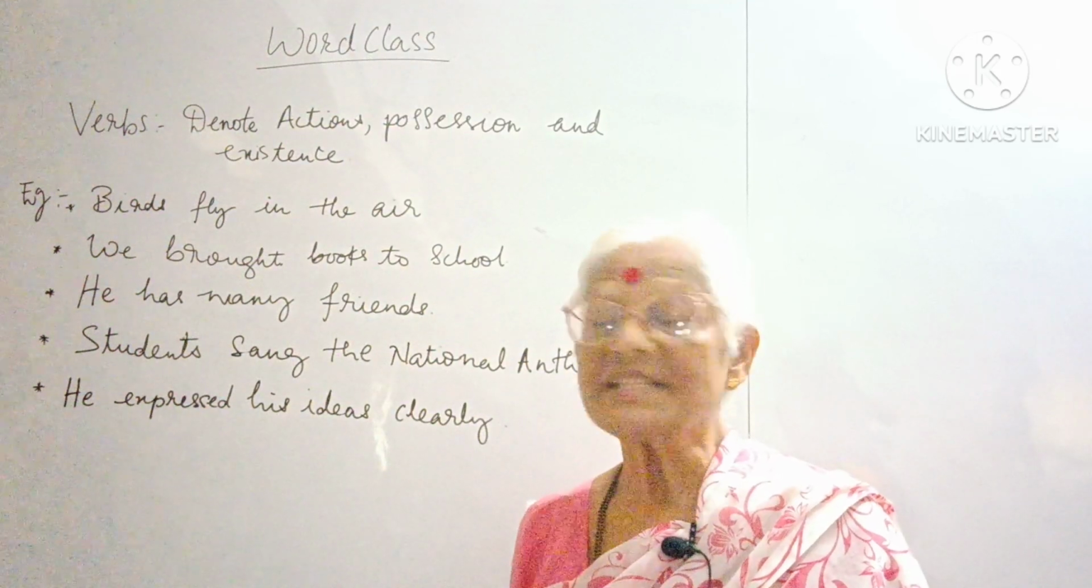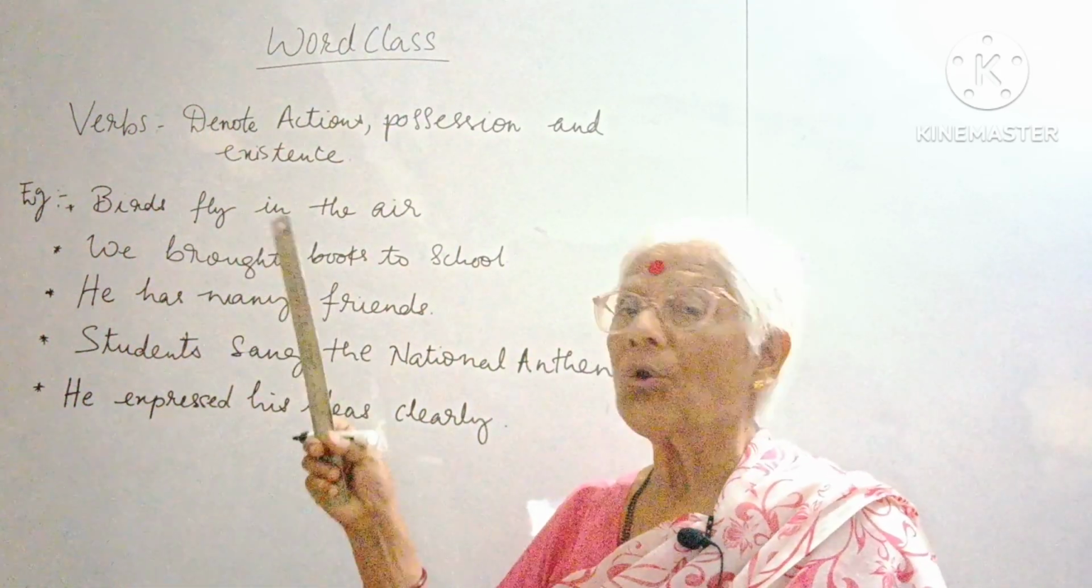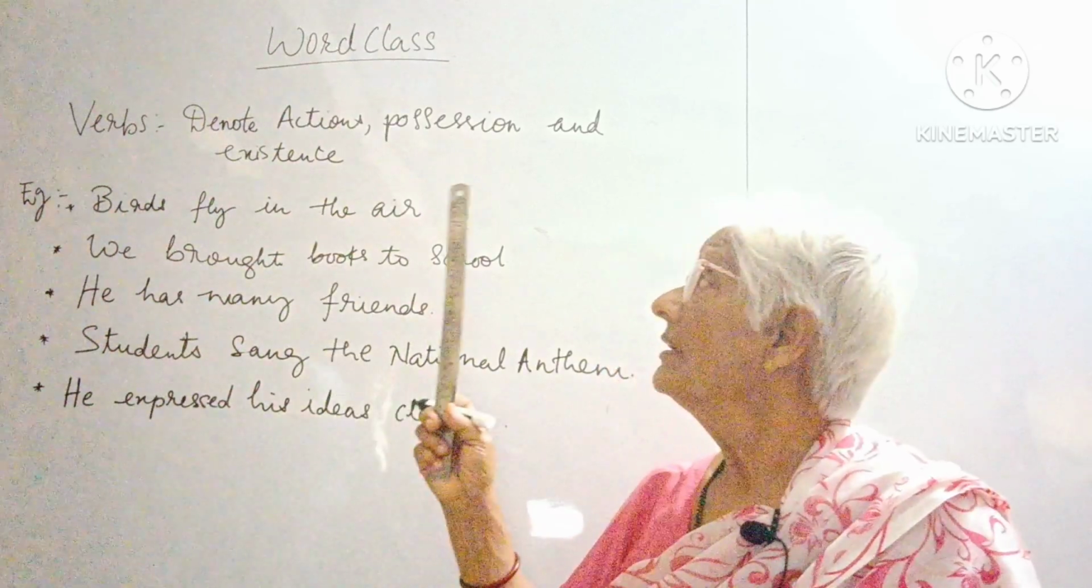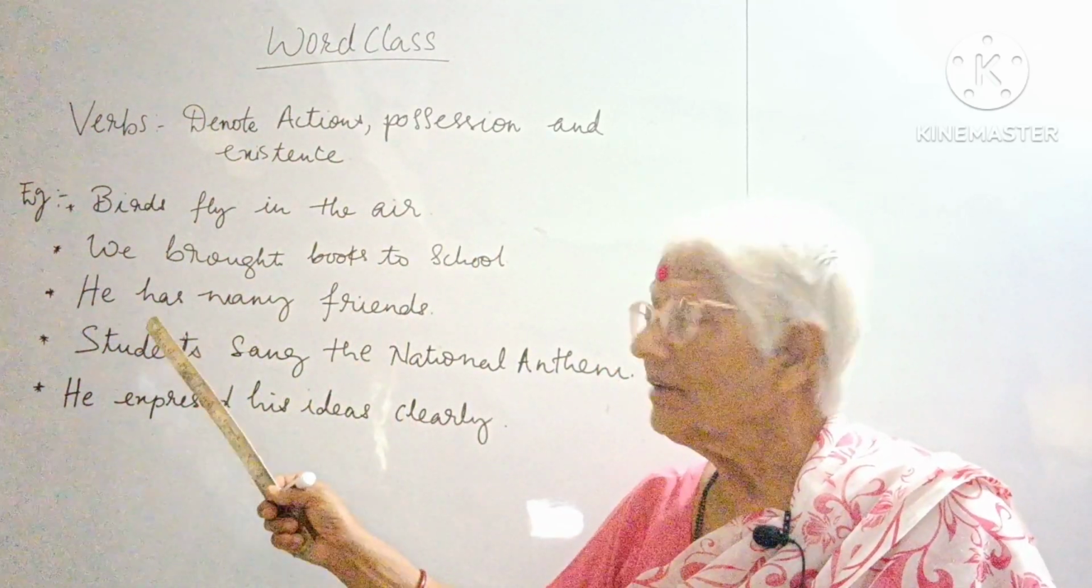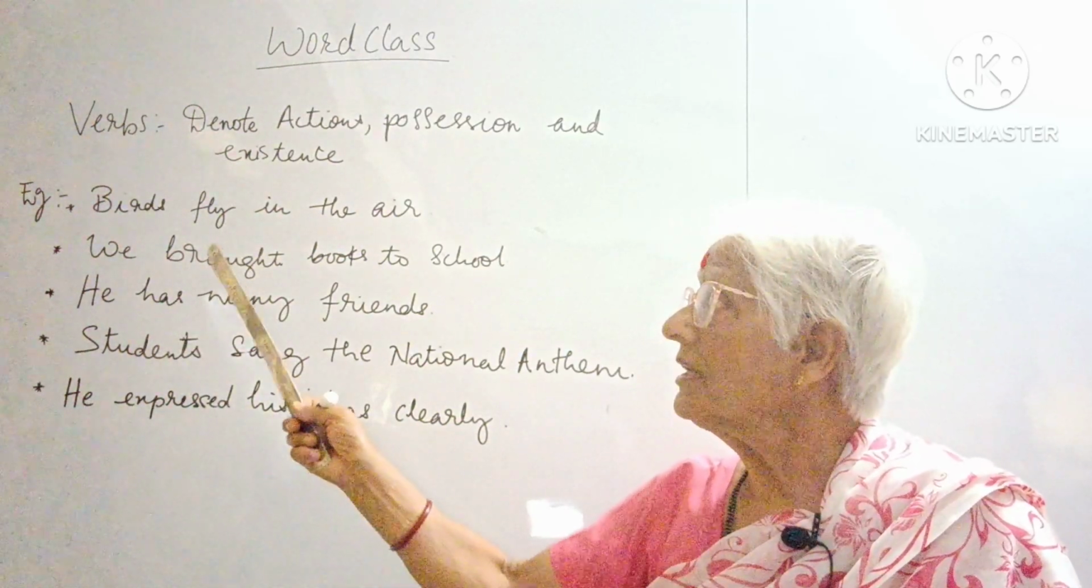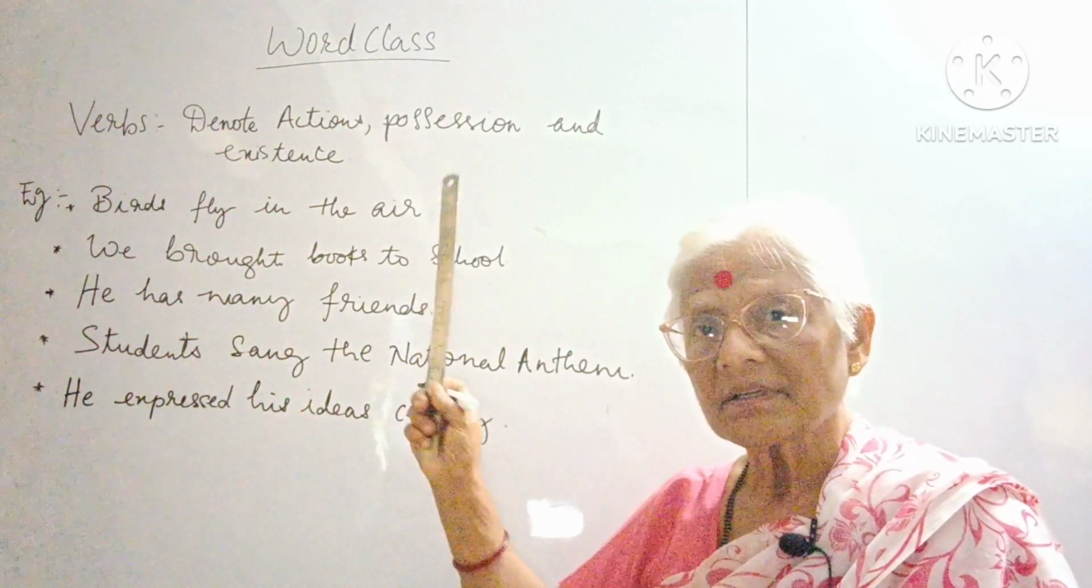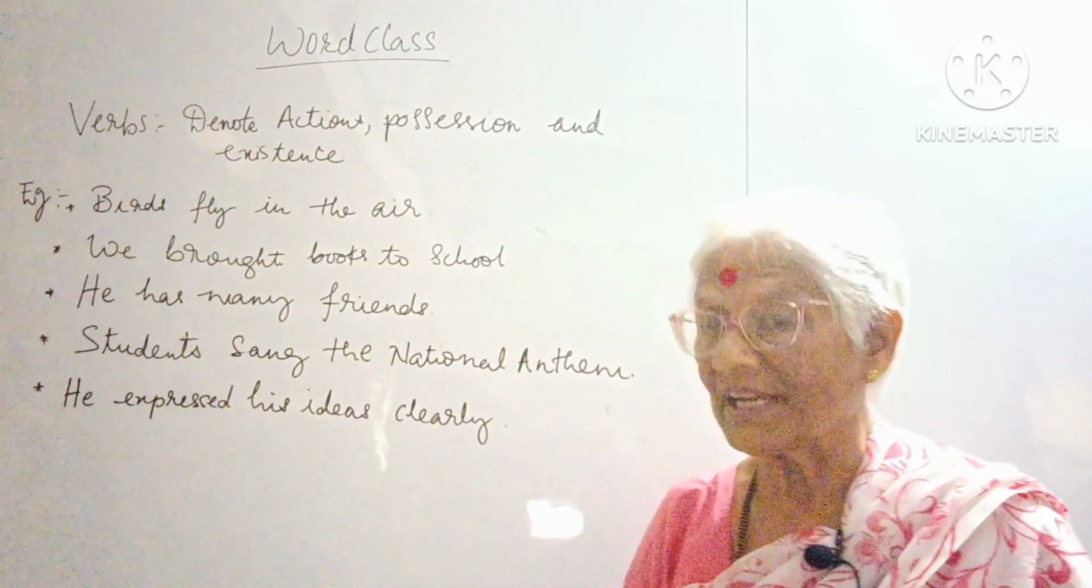Next word class is verbs. Now verbs denote actions, possession and existence. Here we've given a few examples. Birds fly in the air. What is that action that they are doing? They fly.